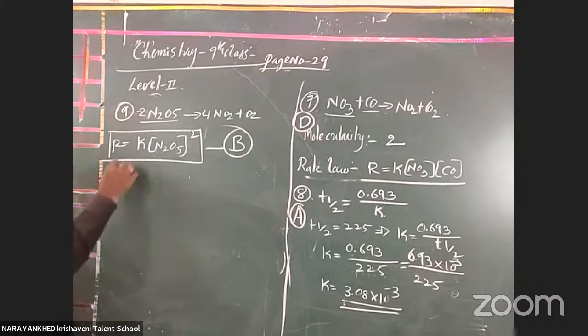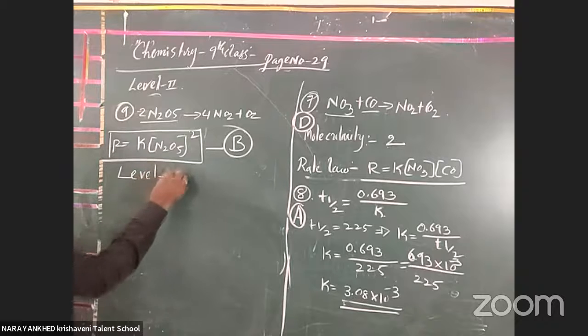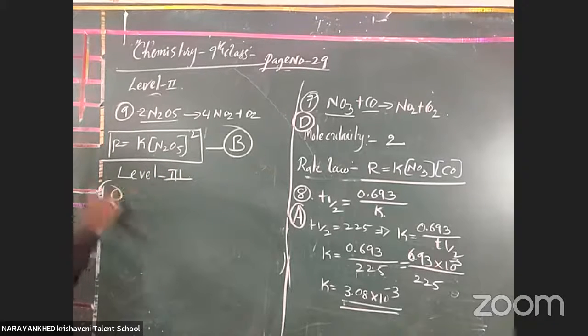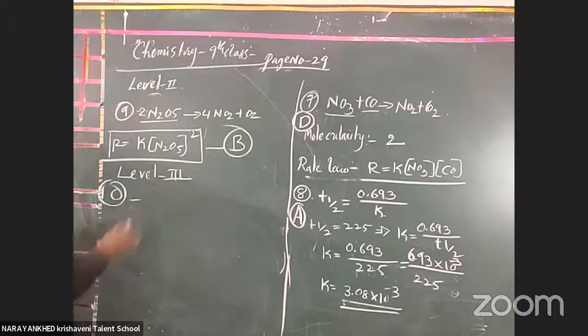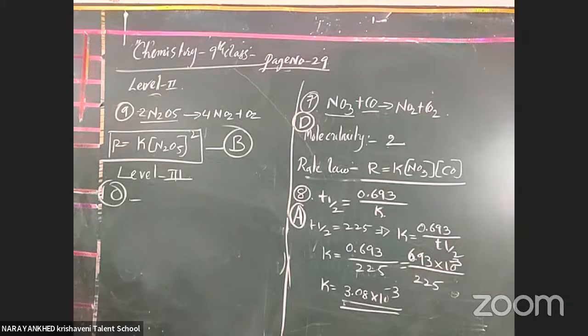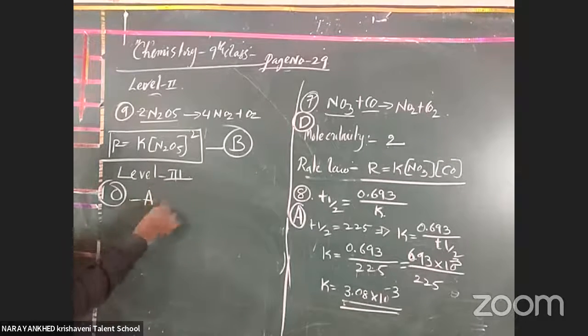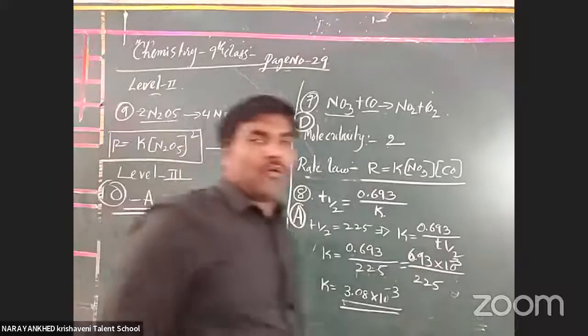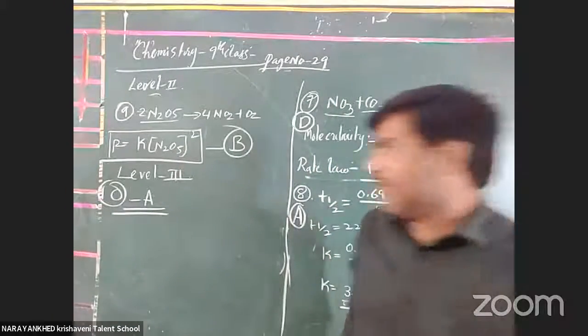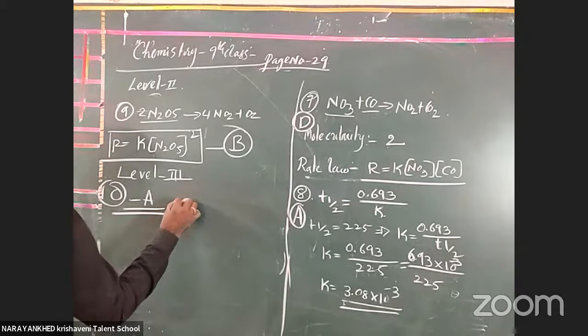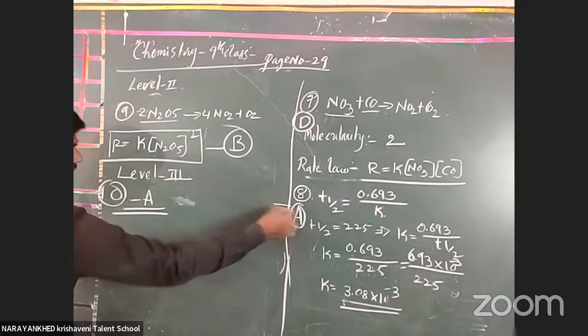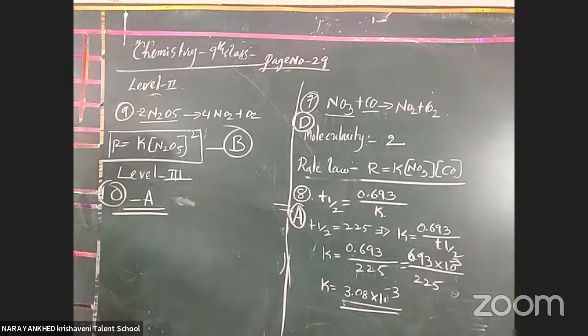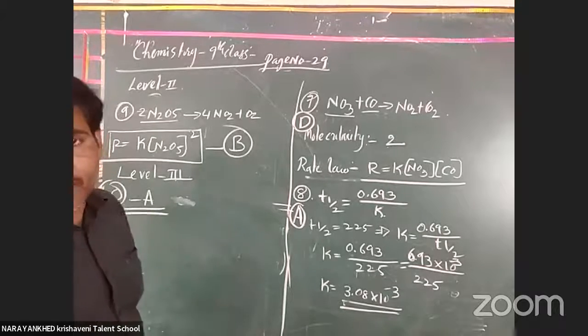Next, level 3. In level 3, the 10th question is the same as the 8th question. Check it once. There is no change in that. The same answer. The answer is A only. There is no change in the question actually. Why they have given it, I do not understand. For the 10th question, you have to write the same answer as the 8th, equal to the 8th question in level 3. The 10th answer. Okay?